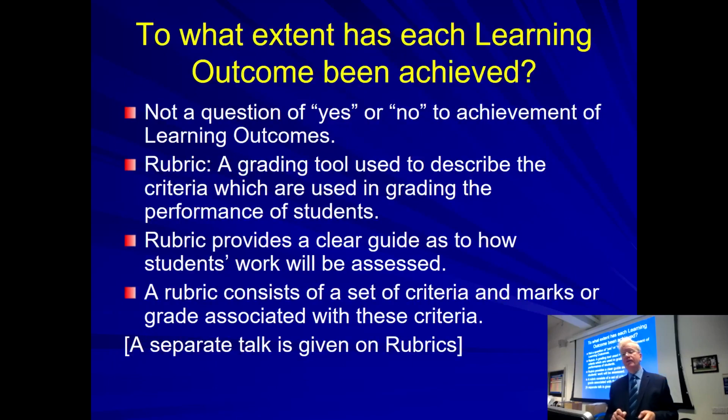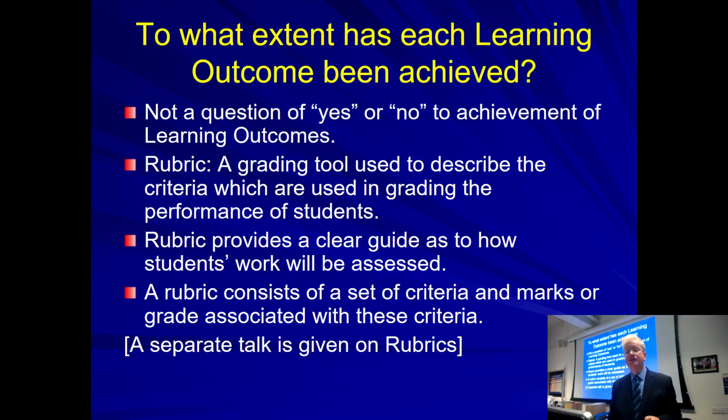So the question is, to what extent has each learning outcome been achieved? You see, learning outcomes aren't like electronic switches. It's not a case of either the light being on or the light being off, a current flowing or not flowing. That's not how learning outcomes work, because different students can achieve different learning outcomes to different extents. So you need some sort of grading tool to figure out the extent to which the student has achieved the learning outcome. And that's called a rubric, and I'll be talking about that in the next presentation. I've kept it as a separate presentation rather than go off at a tangent now.